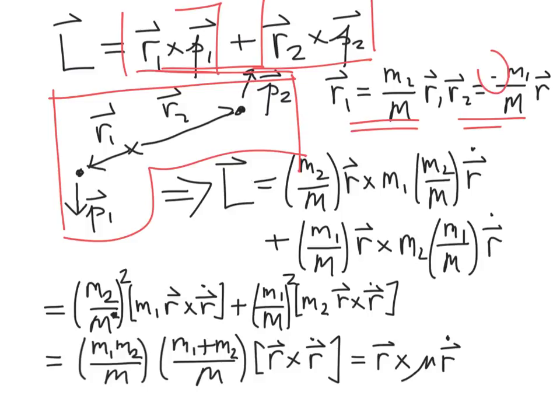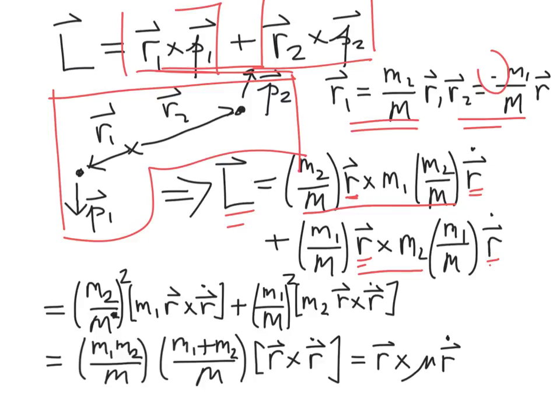So we can recalculate the total angular momentum for the system in this way. So here's the angular momentum having to do with motion of mass 1. Here's the angular momentum having to do with motion of mass 2. And you can see that each of these terms involves the cross product between an r vector and an r dot vector. And so we can simplify things.